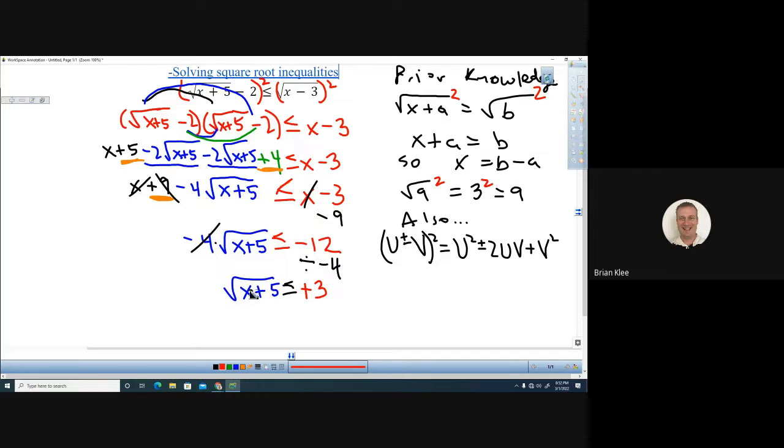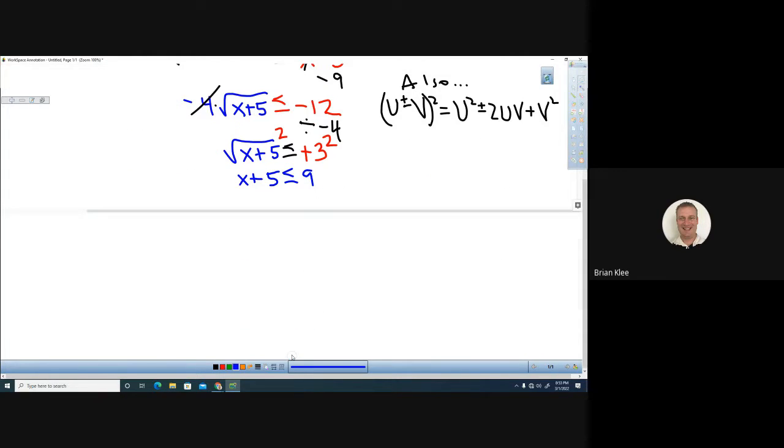Okay, what's the opposite of squaring? Square rooting, excuse me, square. So the square cancels out the square root. We just have x plus 5 left on the left side. And 3 squared, positive 3 squared, is 9 on the right side. So from there, the opposite of plus 5 would be minus 5. And our final answer would be 4.